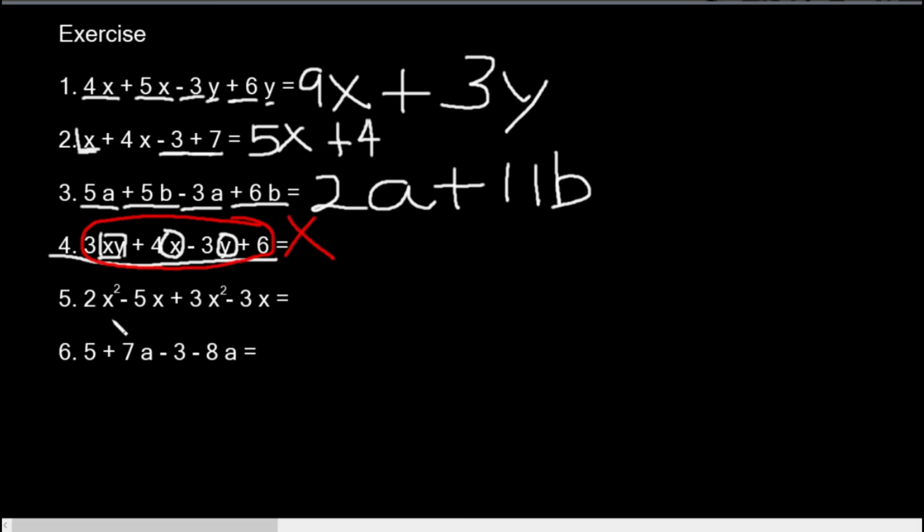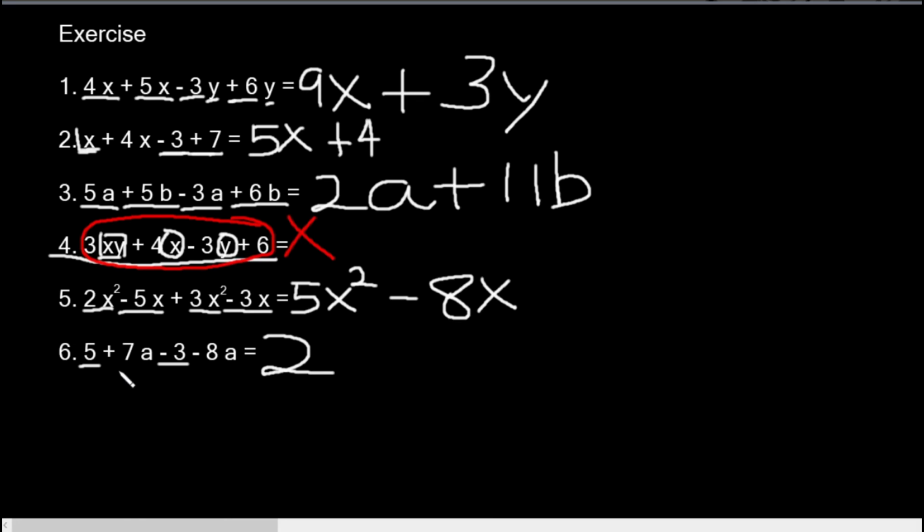So number 5, 2x squared plus 3x squared. 2 plus 3 is 5, so we get 5x squared. Negative 5x minus 3x, so negative 5 minus 3 should be negative 8x. Okay, now number 6, the last one. First we do 5 minus 3, it's 2. And then positive 7 minus 8a, it becomes negative 1. So negative a. Or you could write it as 2 minus a.